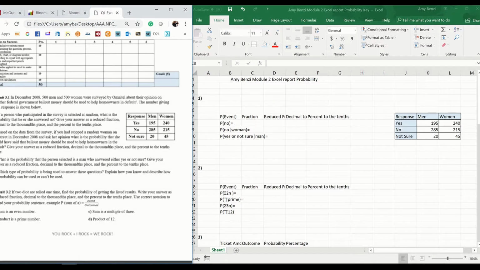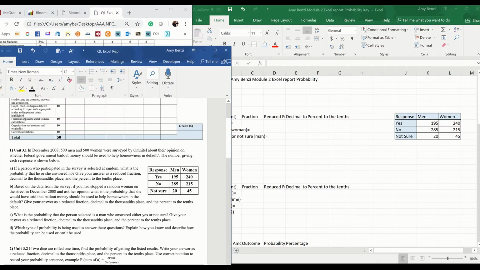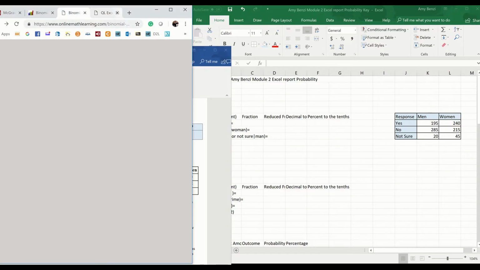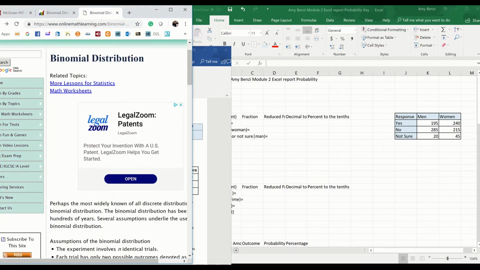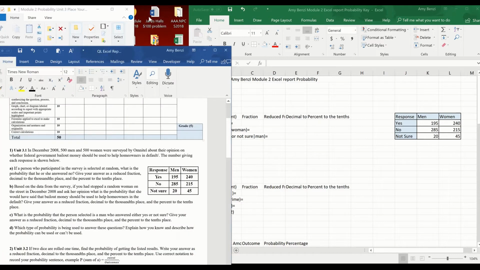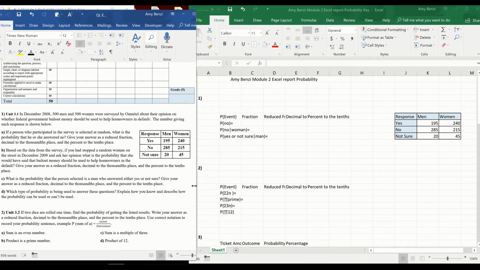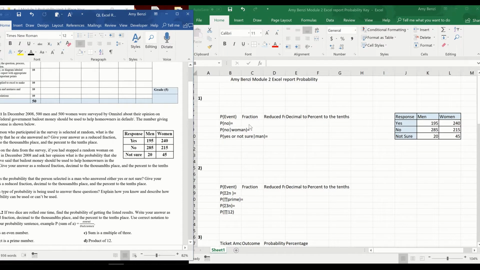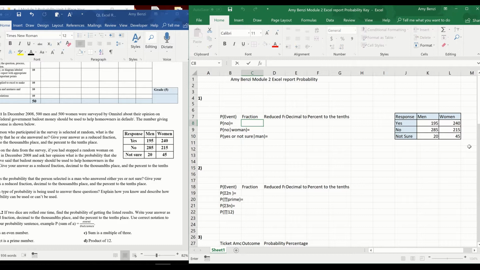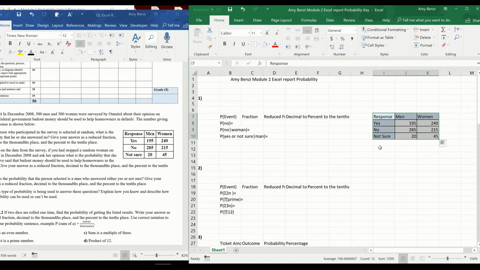All right, I am going to open another file where I have this open just because that got blurry there. All right, here we are. The probability that a person said no. Well, how many people said no? I have to add these up. I don't really feel like adding them up. I'm going to move this over too.